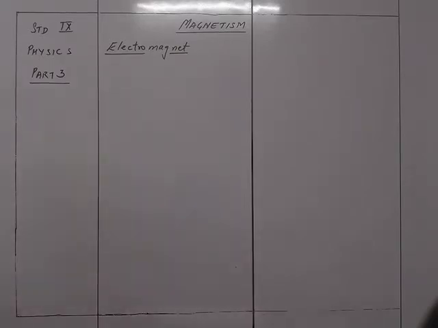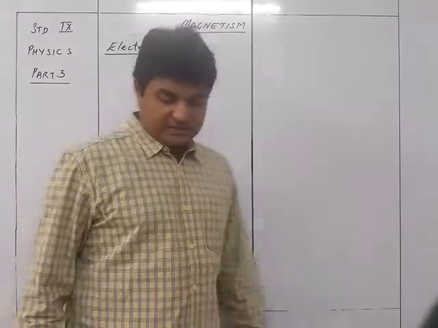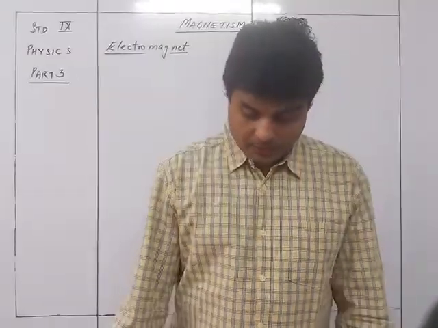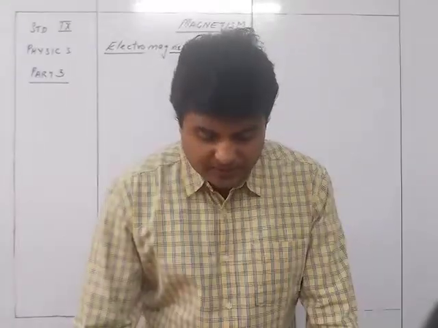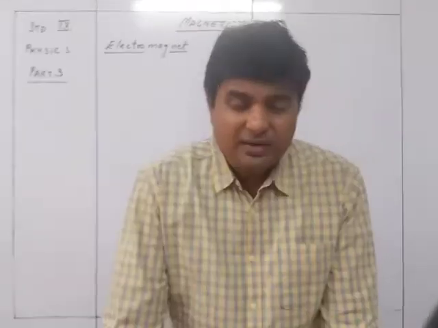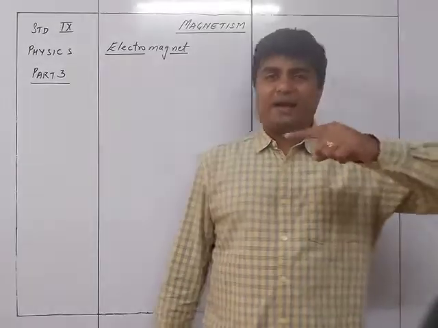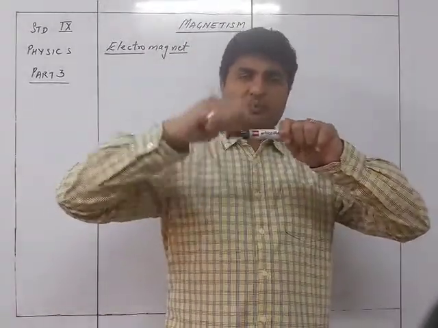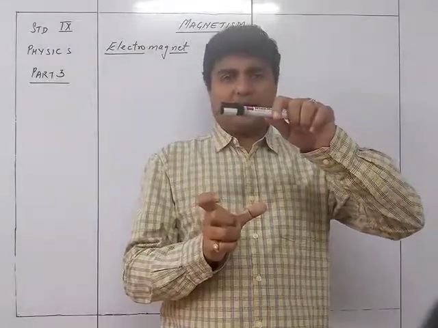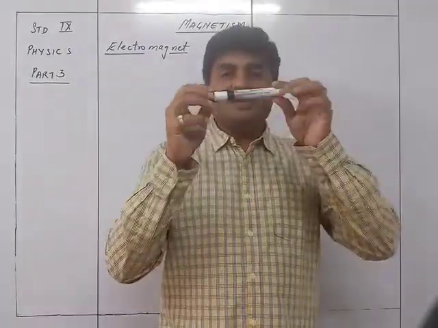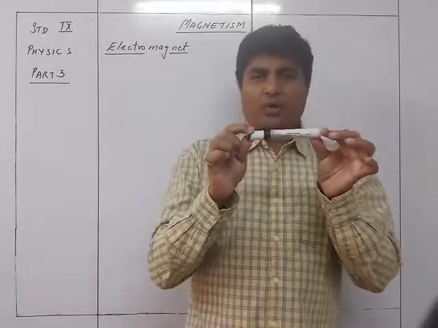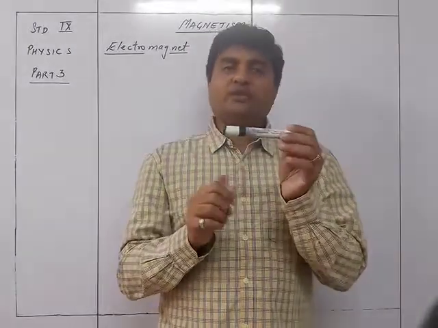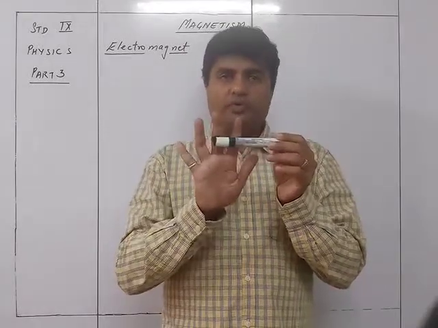So we continue the next section of magnetism, that is section B, electromagnet and its uses. Now, electromagnet. When I take a soft iron rod and take some wire, wind it around the rod, and connect it to a battery, you will find that this particular iron rod acts as a magnet. The moment I switch the power off, it will be off.